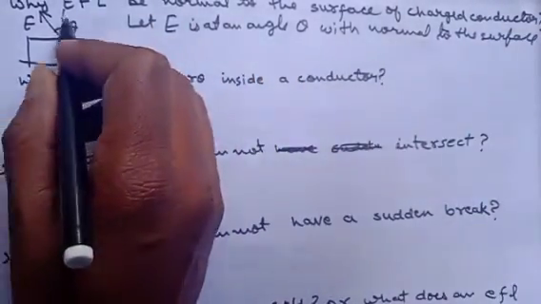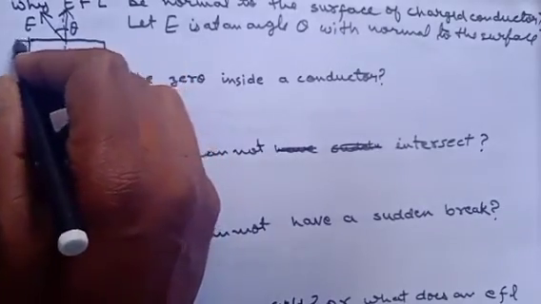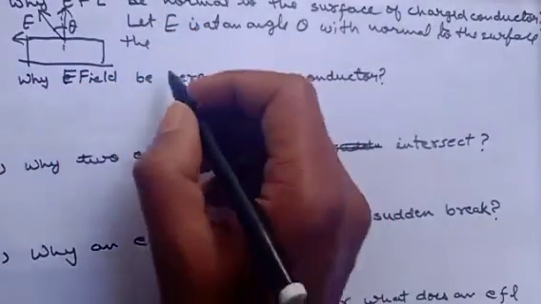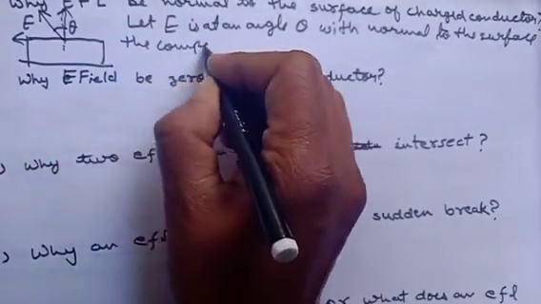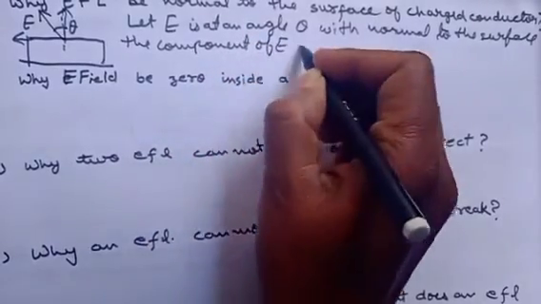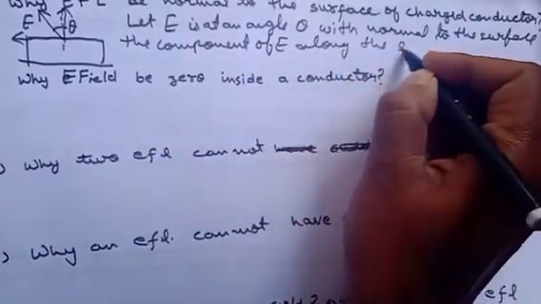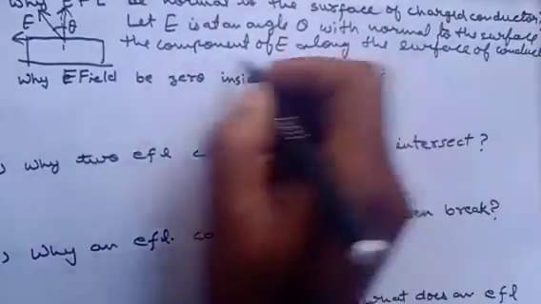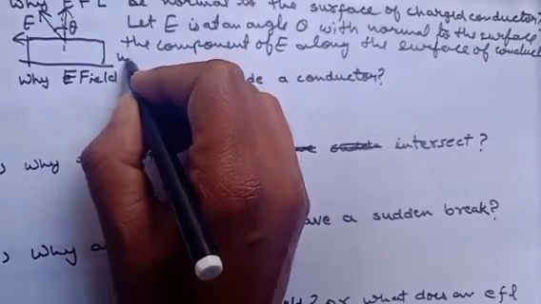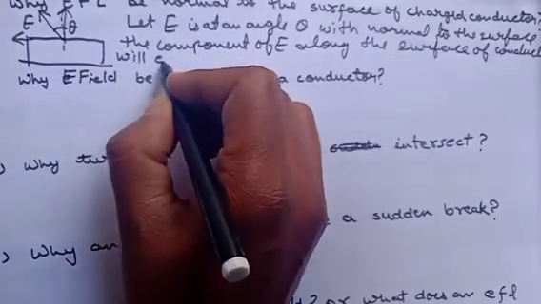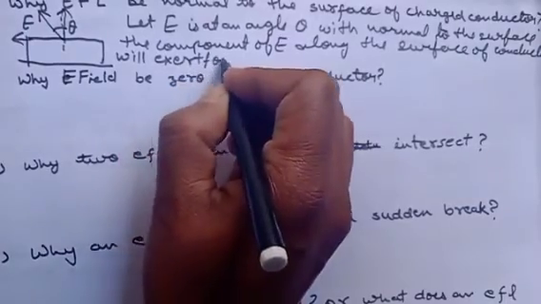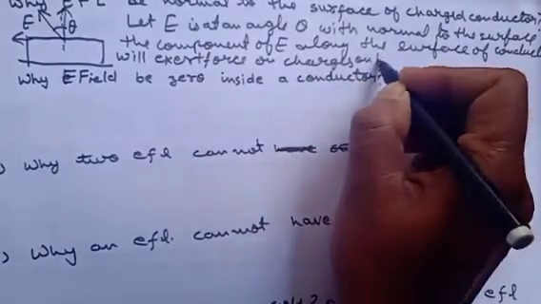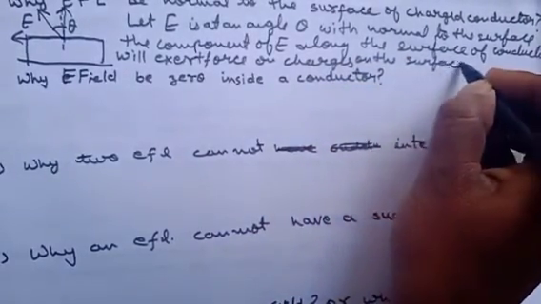So it will have two components, one normal to the surface and the other one parallel to the surface. Then I'm not marking them as E cos theta, E sin theta. I'm just writing the component of E along the surface of conductor will exert force on charges on the surface of conductor.